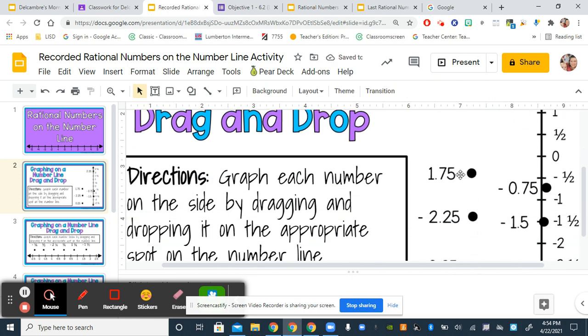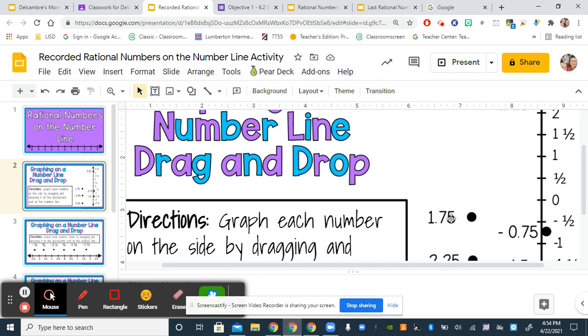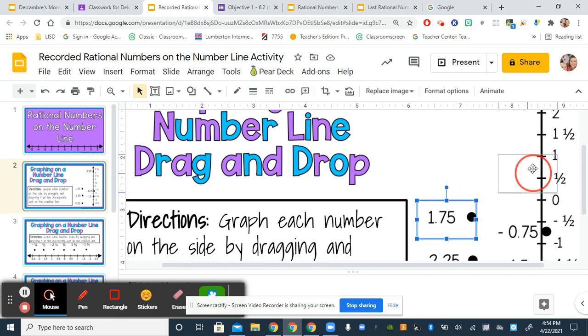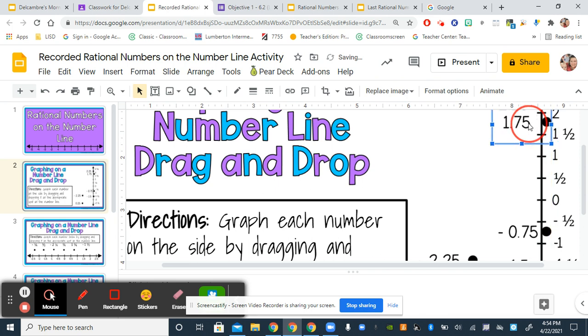Okay, we have 1.75, so that's a positive. So that's going to be above the 0. I'm going to bring it, and it's .75, which is bigger than a half. So it's going to be put right over there.